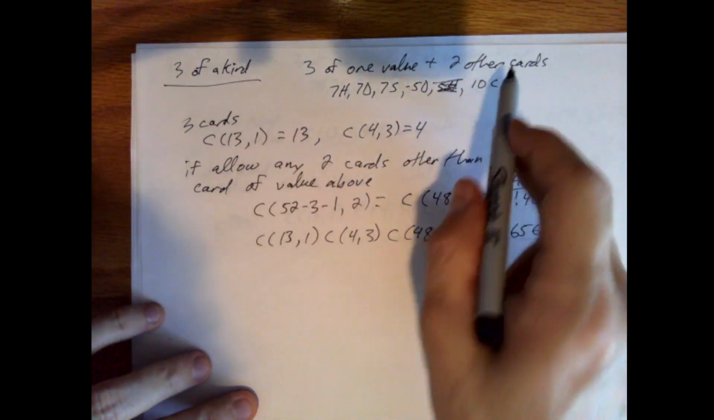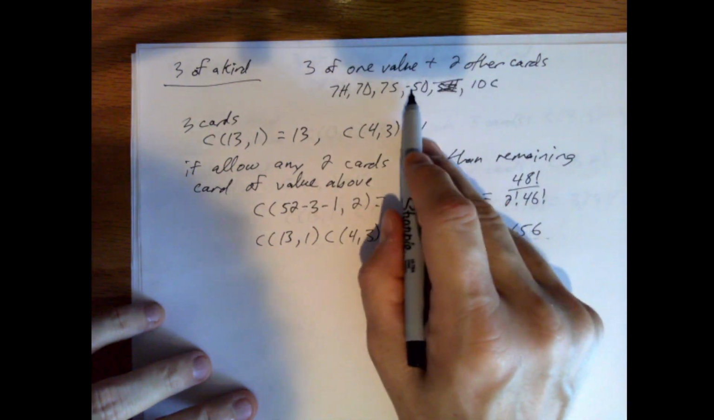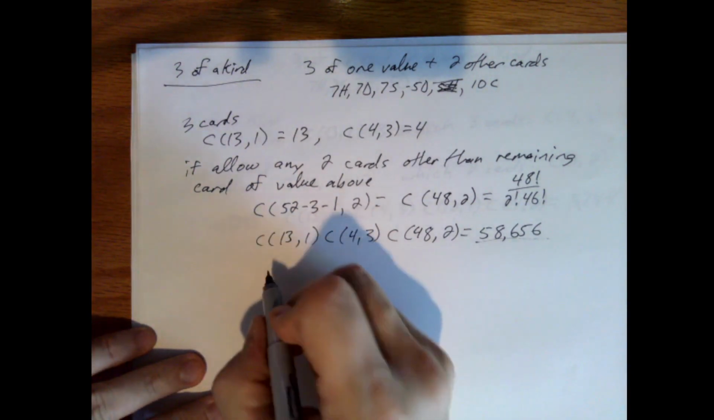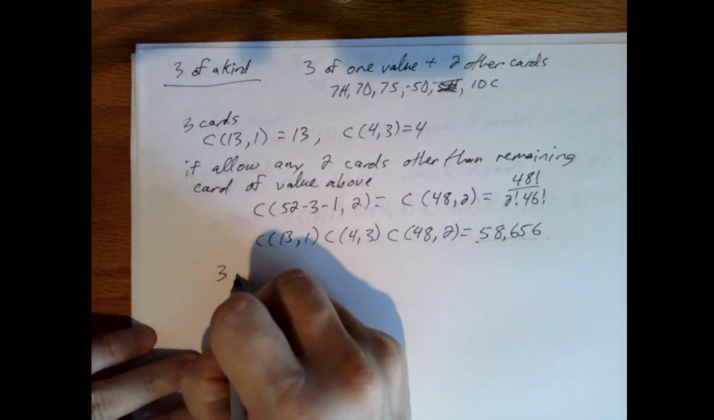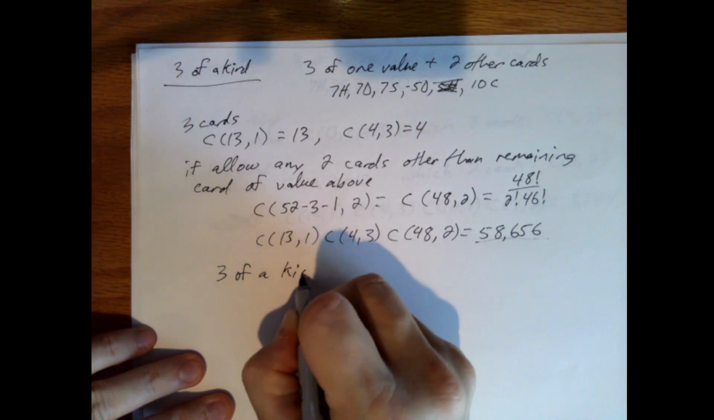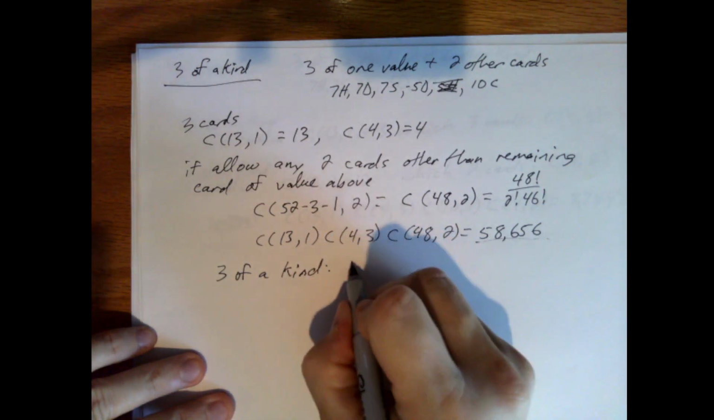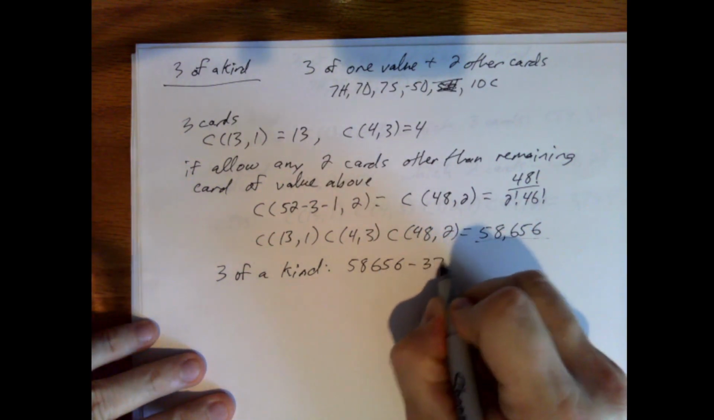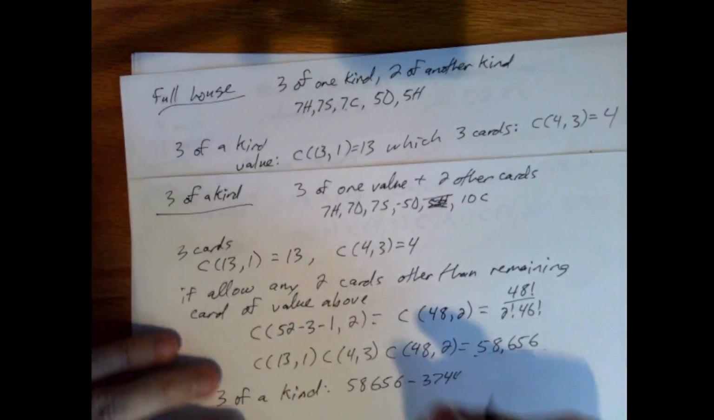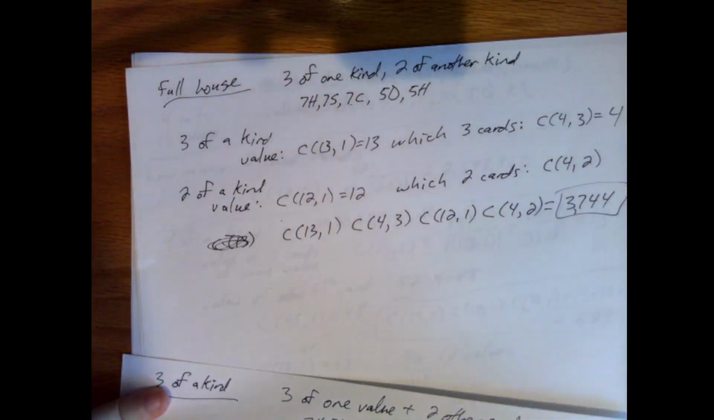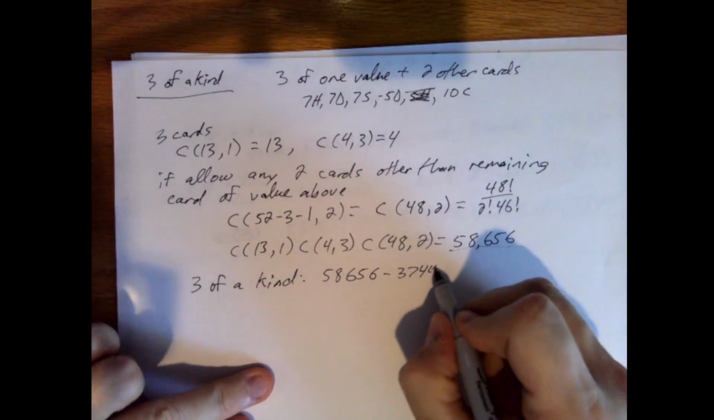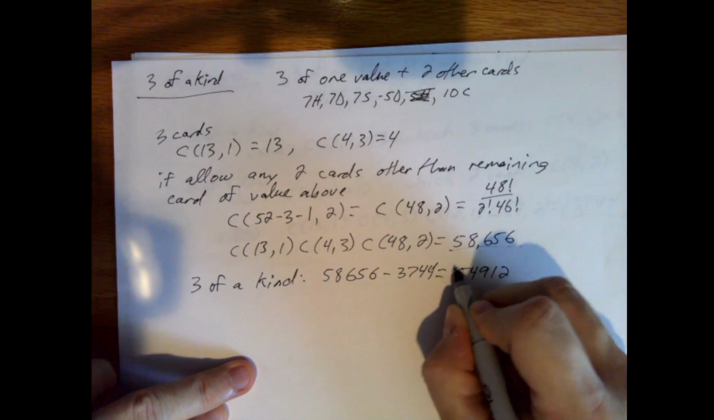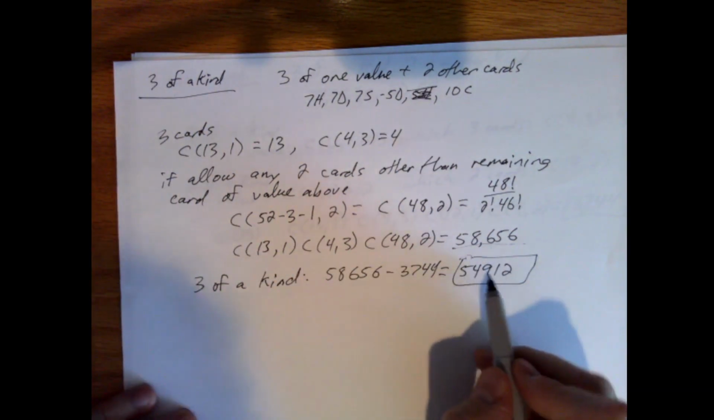But the problem with this is it includes the full houses, right? Because 3 of a kind doesn't allow 2 matching cards here, not 2 5s, 2 7s, or whatever. So to get what we actually want, the 3 of a kinds would be the 58,656 minus the 3,744 that we had right here. Which is 54,912. So this is the number of 3 of a kinds.